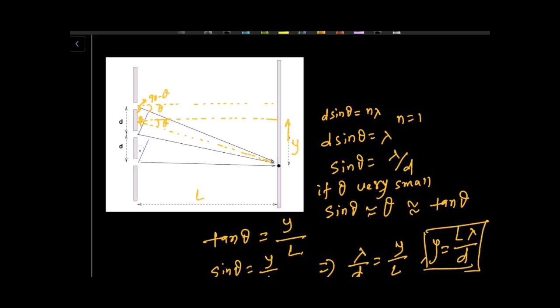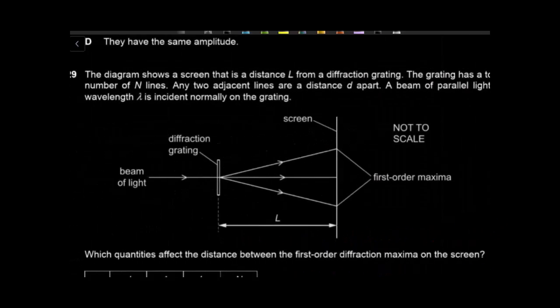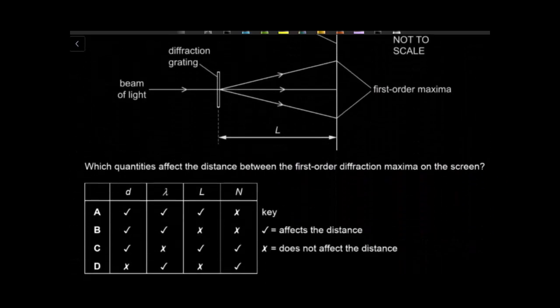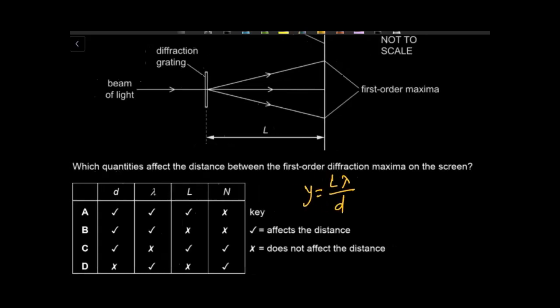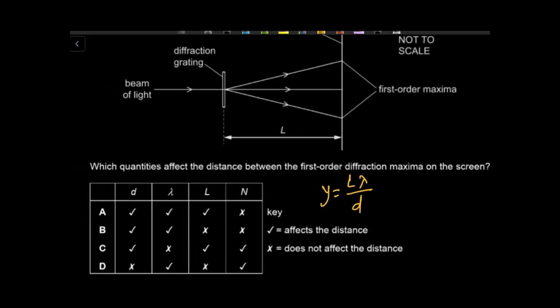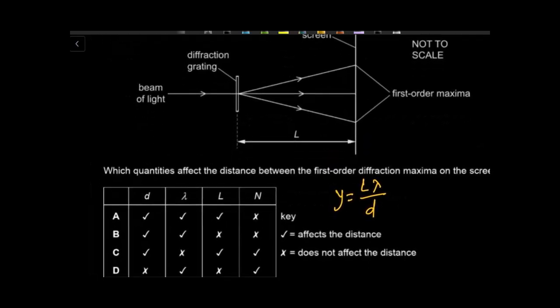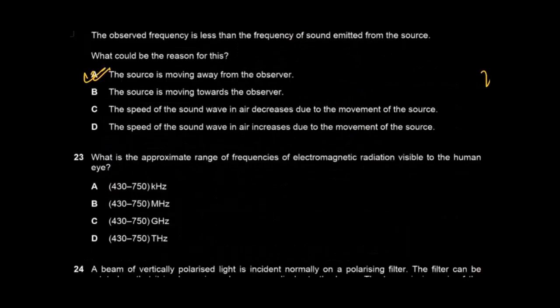So in the question, which quantity affects the distance between first order diffraction maxima? We have found y is equal to L lambda upon d. It means the distance between the first order diffraction maxima depends on the wavelength, it also depends on the distance between the slits, it also depends on the length L, but it does not depend on n. So option A is correct.